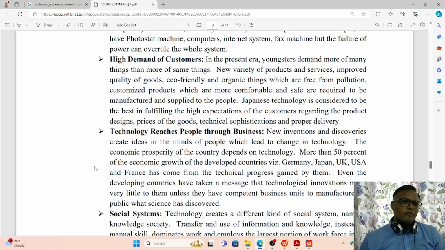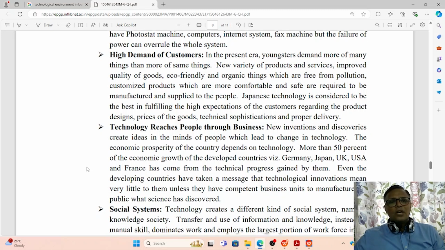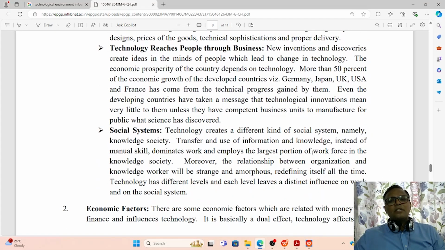Next is how the technology reaches people through the business. The new inventions and discoveries create ideas in the minds of the people which lead to the change of the technology. The economic prosperity of the country depends on the technology. More than 50% of the economic growth of developed countries like Germany, Japan, UK, US, and France has come from the technical progress gained by them. Even the developing countries have taken the message that technological innovations mean very little to them unless they have competent business units to manufacture for the public what science has discovered.